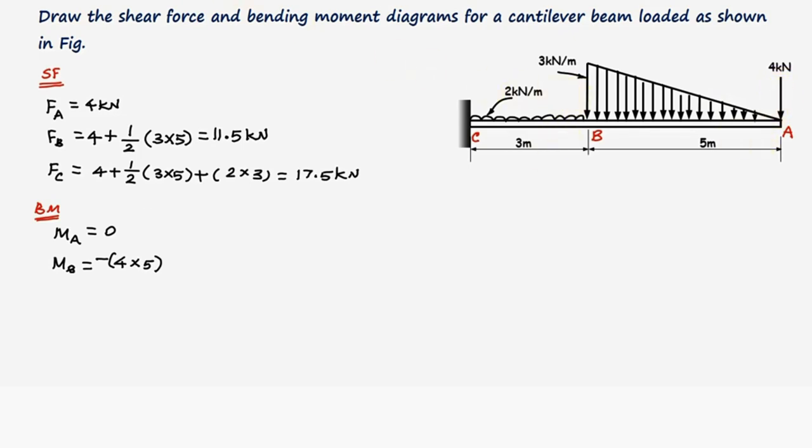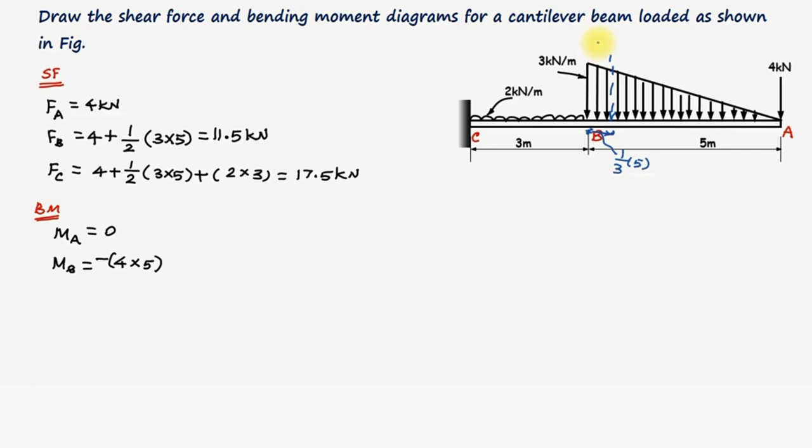Then this triangular load is also acting on the beam from the point A to point B. Therefore, the total load of this triangular load will be acting at a distance of 1/3 of this 5 meters from the point B. That is somewhere else. Here it will be acting. The distance between this point and the point B will be 1/3 of 5 meters.